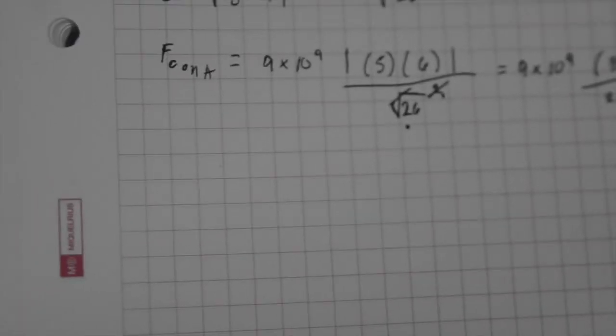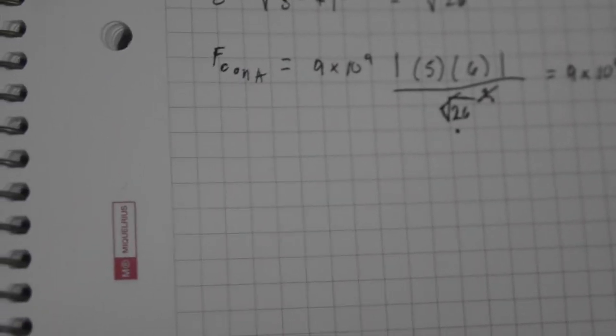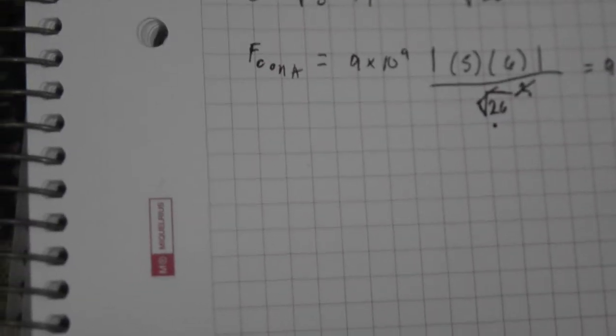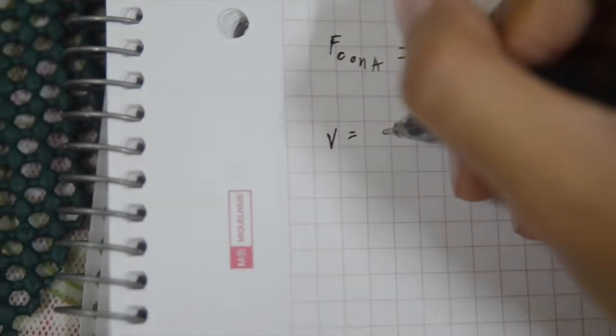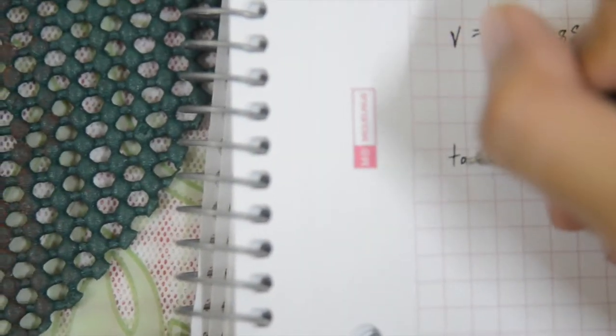So the vertical component will have the force C, which is 1.0385 times 10 to the 10th. Then for vertical, we will use sine. Okay, we need to look for theta first. So let's look for theta here. Again, we'll use tan theta is equal to opposite over adjacent.